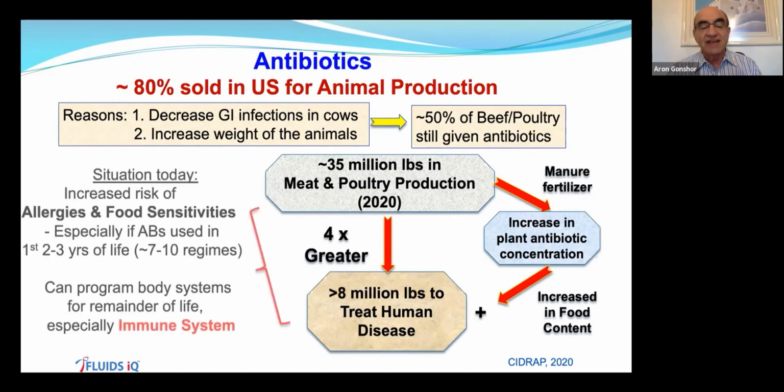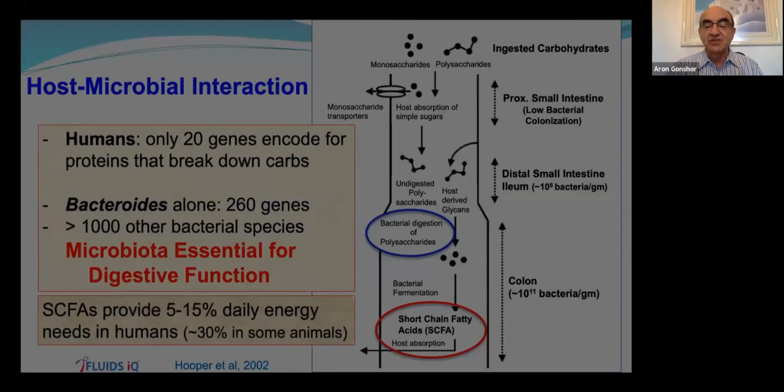So when you put all of that together, we got a problem. And so the situation today is an increased risk of allergies and food sensitivities, and especially if antibiotics were given in those first 2-3 years of life. It can program the body systems for the remainder of life, and especially the immune system.